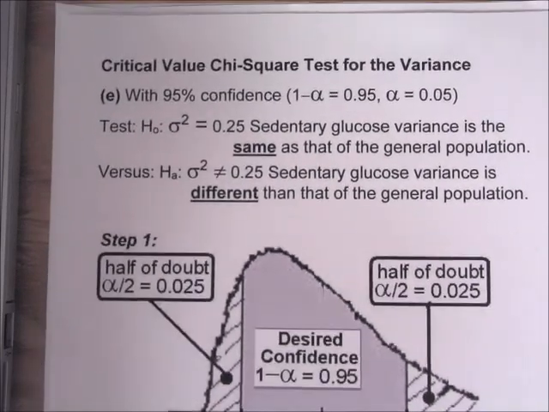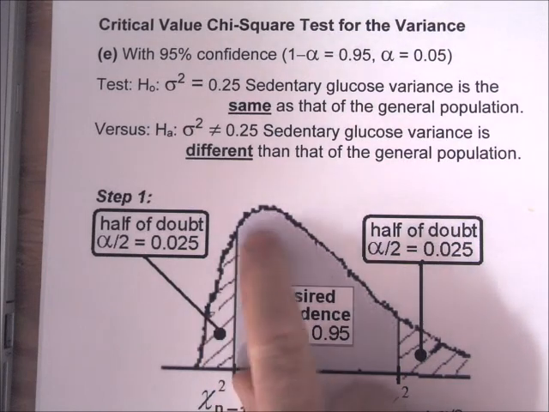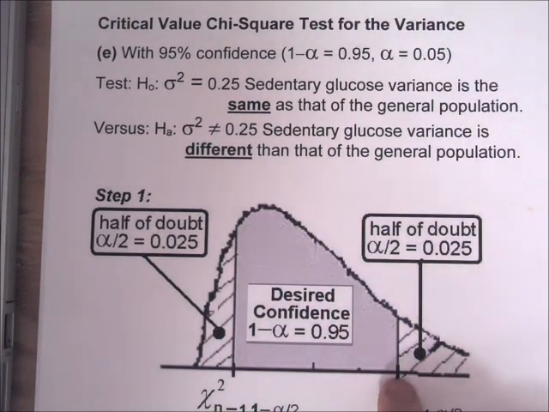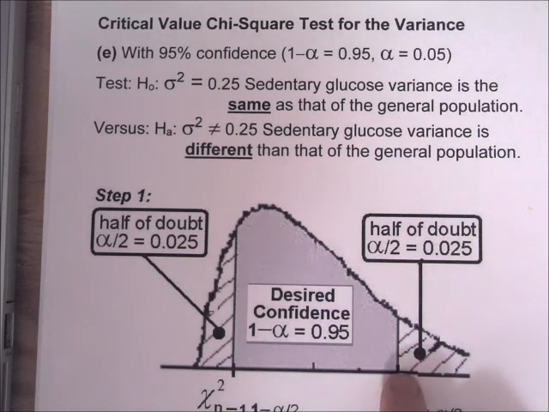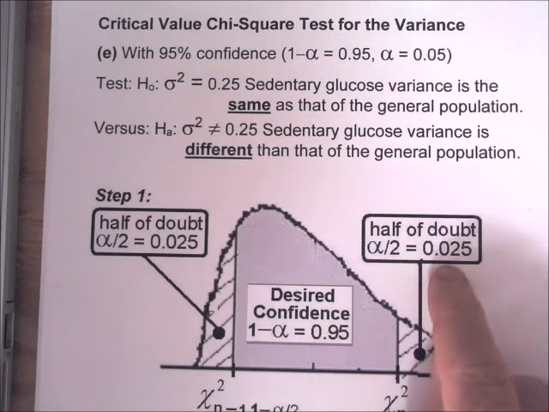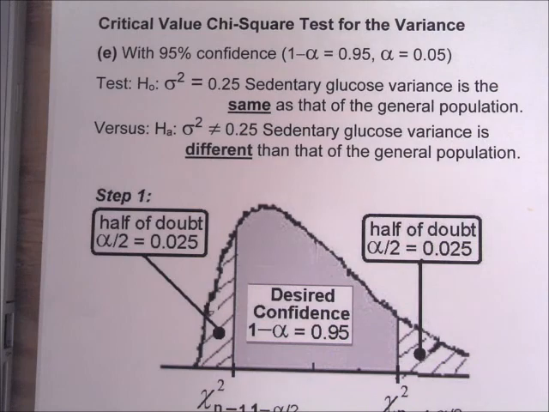Now the distribution for the sample variance follows a chi-square distribution, which is not symmetrical. So we can't just change the sign of the upper critical value to get the lower critical value. We have to look up each number in the table. This is a two-sided alternative, so we'll look up two numbers in the table, and we'll put half of the doubt on each side. Our level of doubt is 0.05, and 0.05 divided by 2 is 0.025.